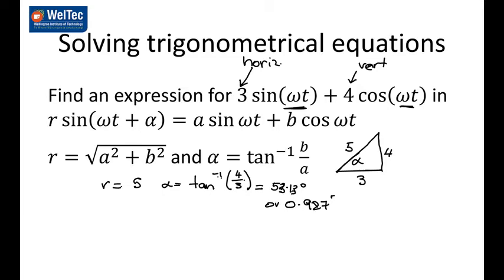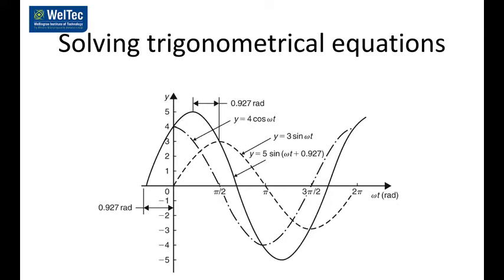So that means that 3 sine omega t plus 4 cos omega t could be rewritten as 5 sine omega t plus 0.927 if we're using radians. That would then allow us to draw both of them.